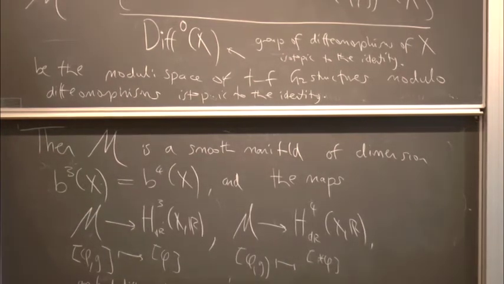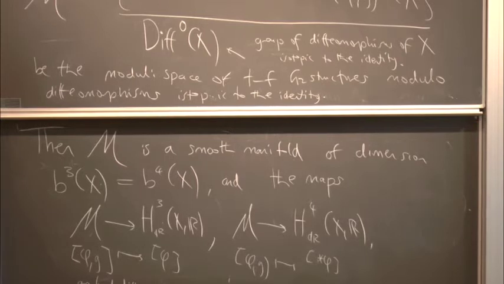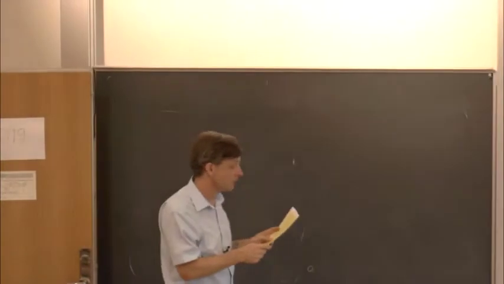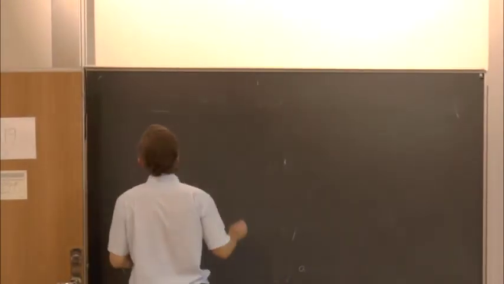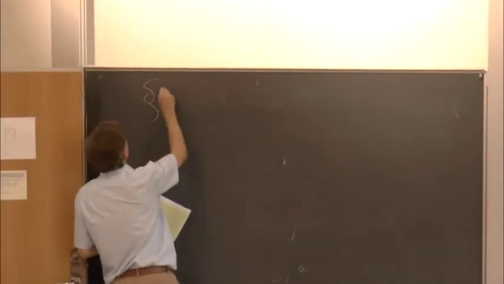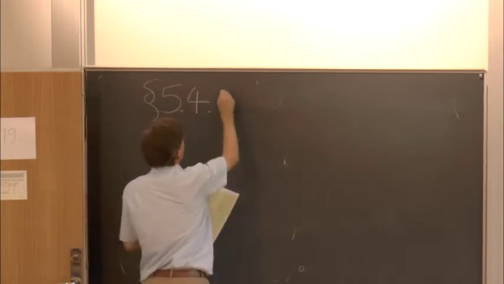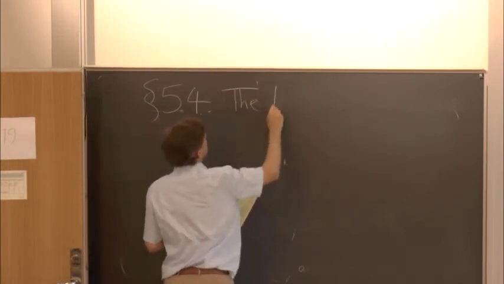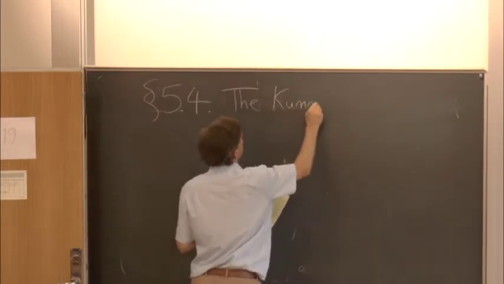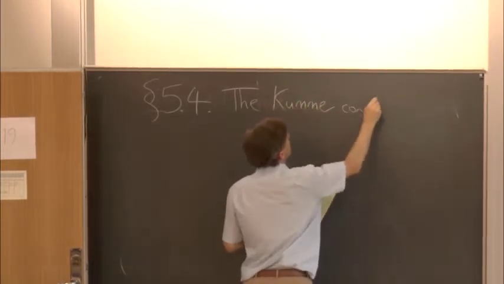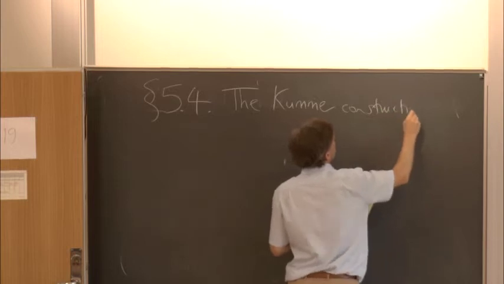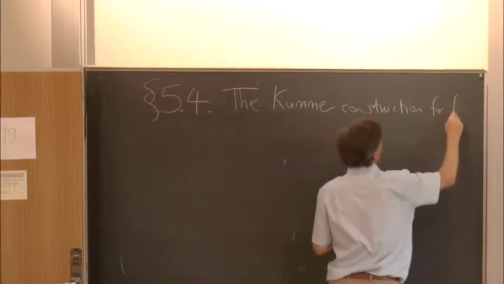Okay, so I'm going to tell you about the first construction, the simplest construction for 7-manifolds with holonomy G2, and I want to start by explaining something which has been known for a long time, which is called the Kummer construction for K3.